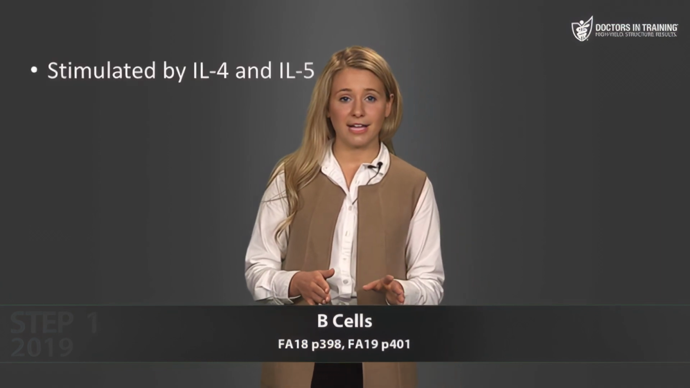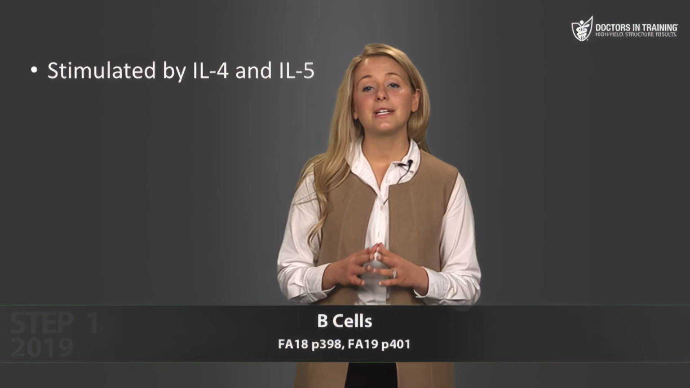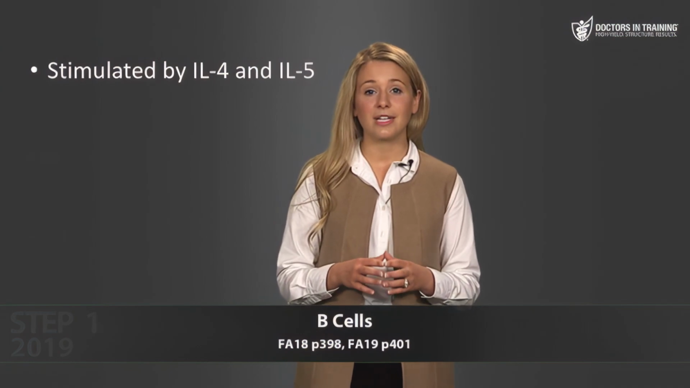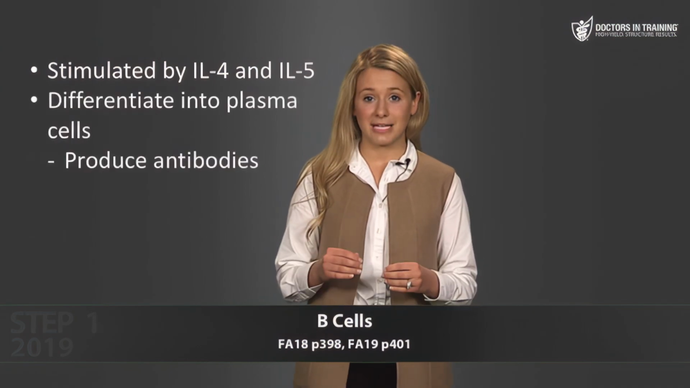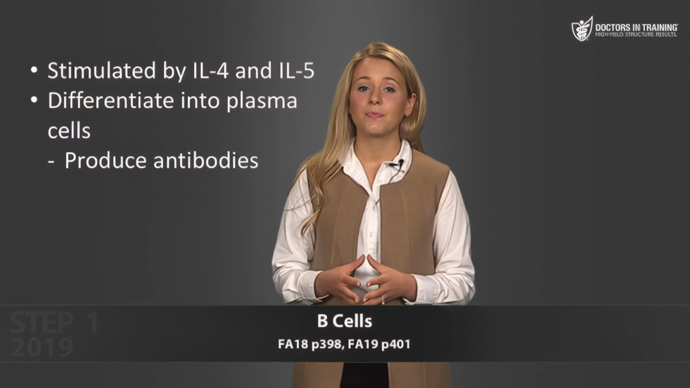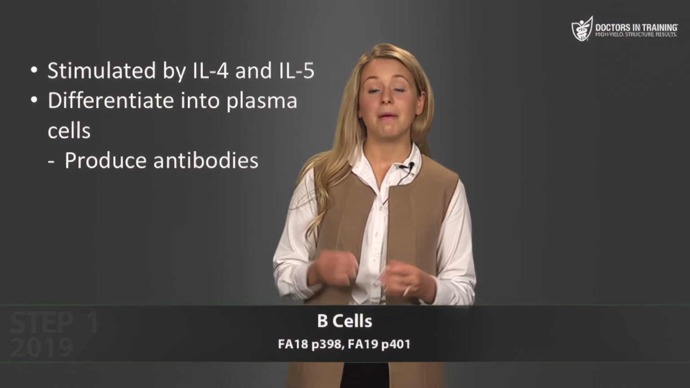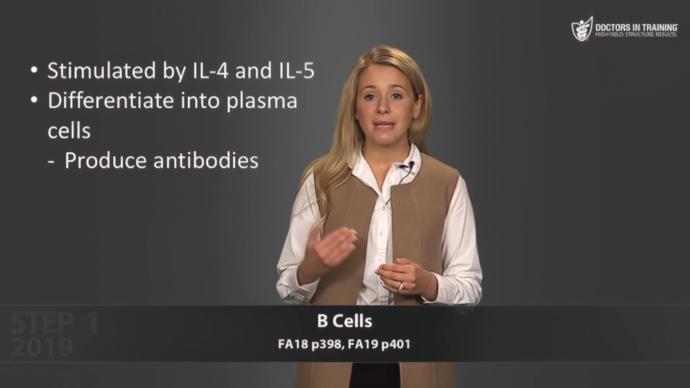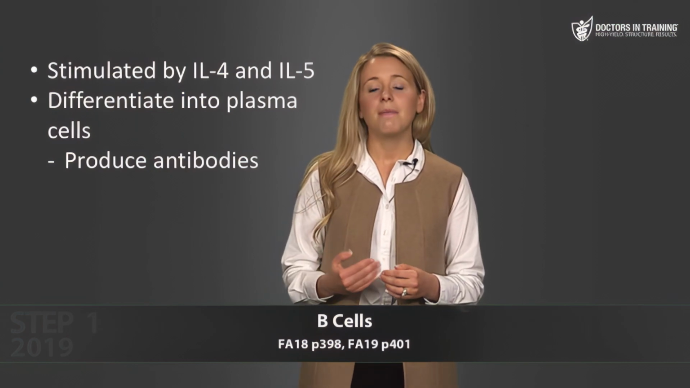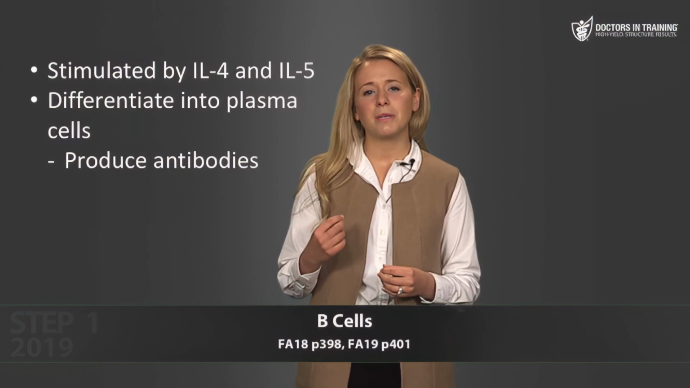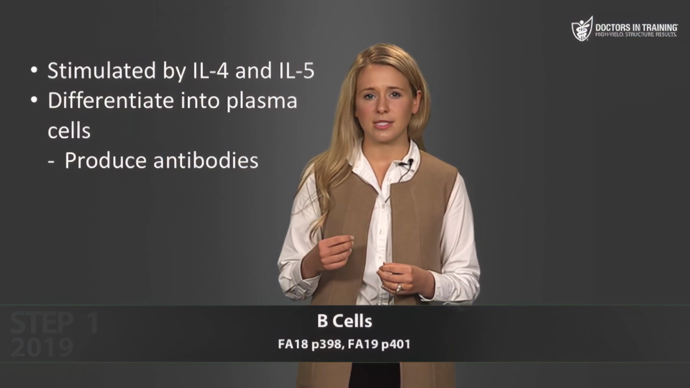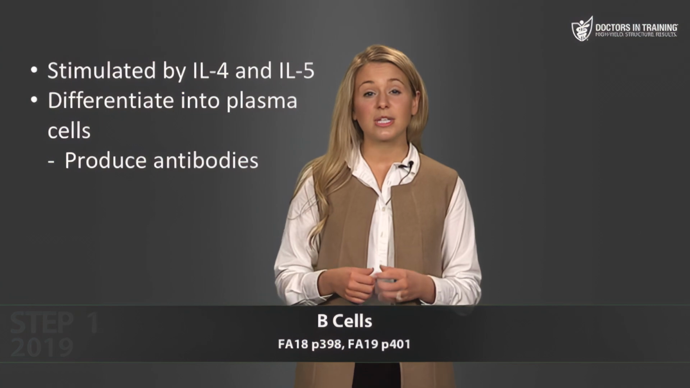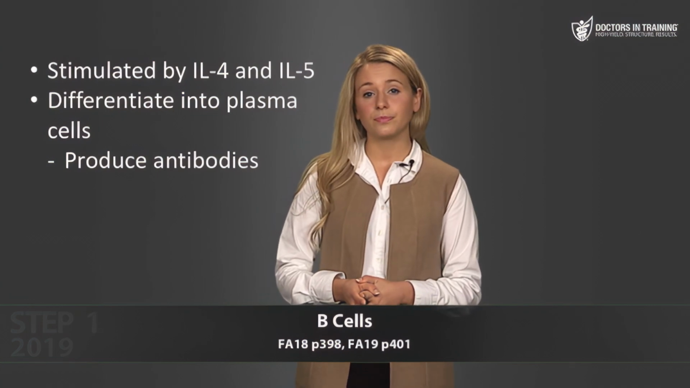IL-4 and IL-5. But when B cells encounter antigen and are activated, they differentiate into plasma cells to produce antibodies. Or the B cell could become a memory B cell, which goes dormant and waits around in case the same pathogen reappears. But as you age, the number of memory B cells gradually decreases, and that's why some immunizations can wear off as you get older.